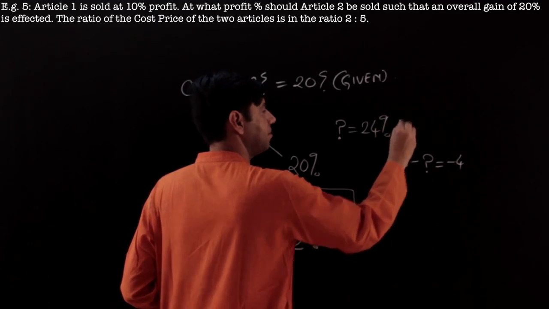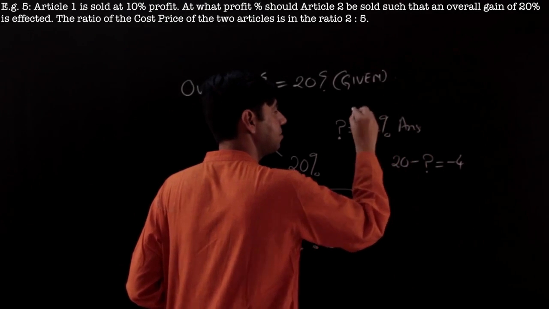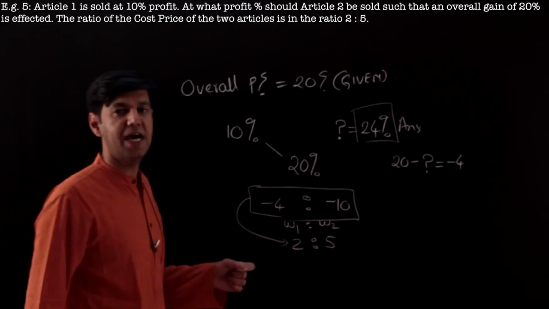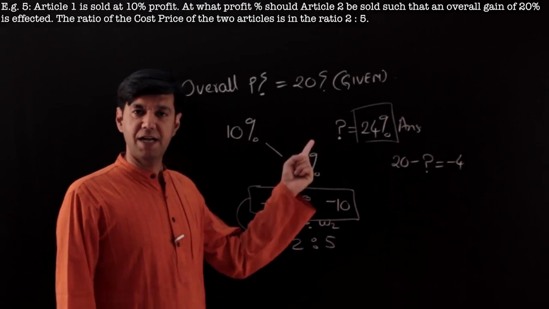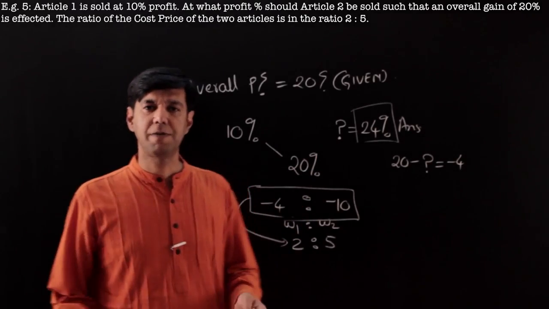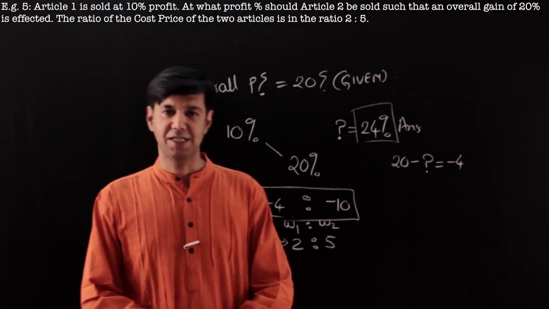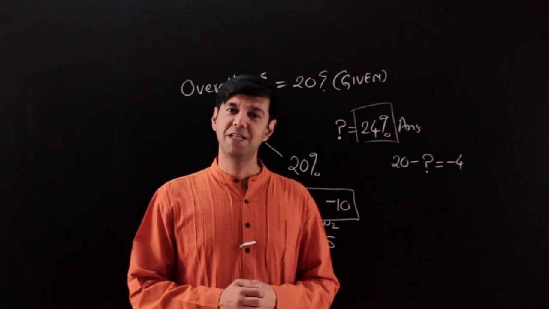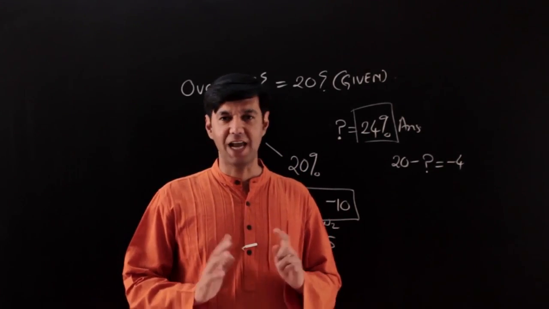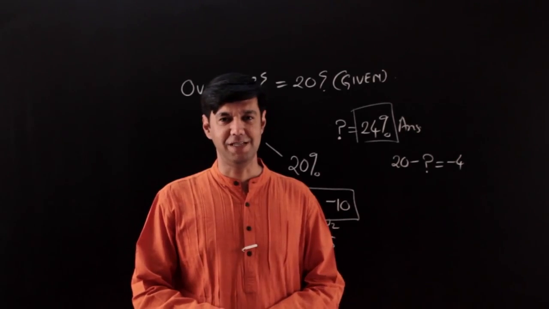So that's my answer. Right? So second article has to be sold at 24%. So we see that if I know the AR, even if I don't know one of A1 and A2, alligation still turns out to be, at least without a variable, something we can solve, right? So lastly, we are ending this session with one pitfall of alligation in the next example.